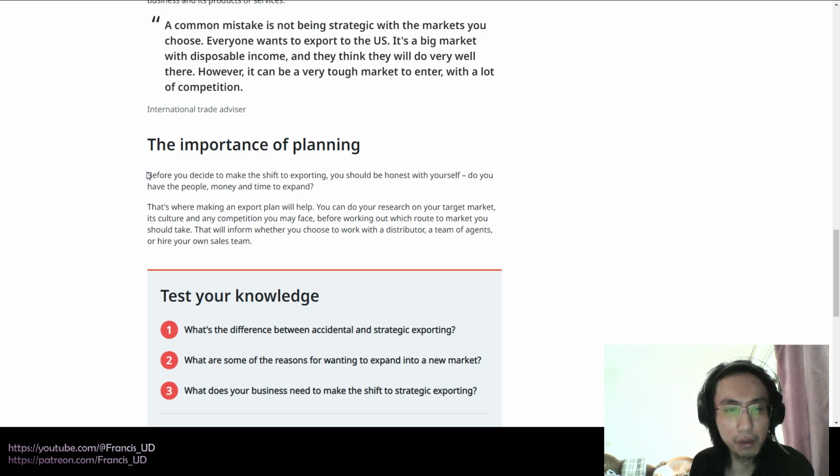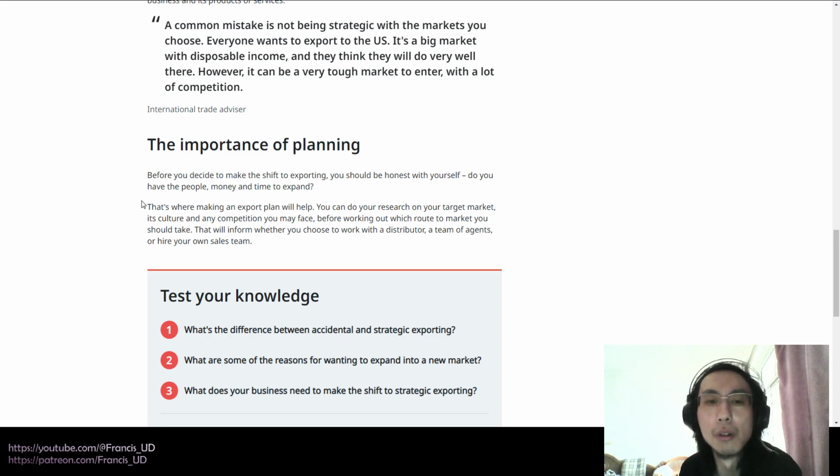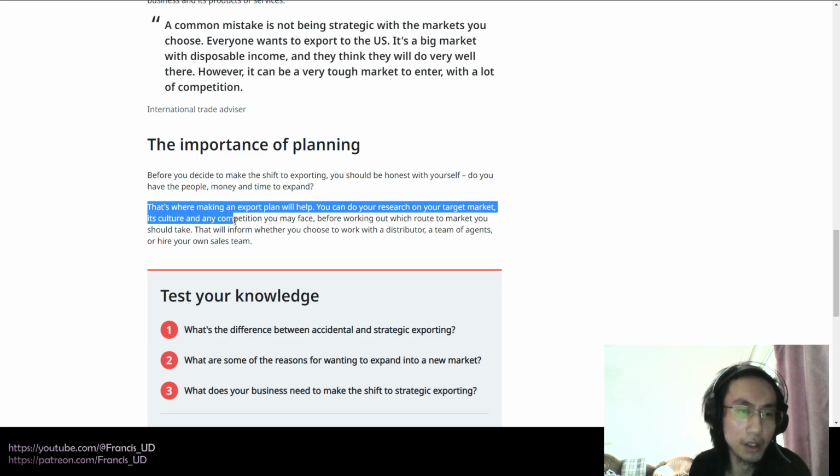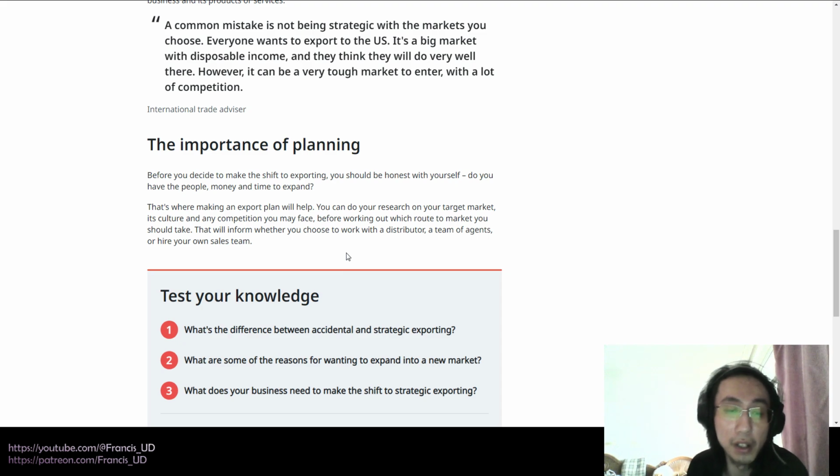Before you decide to make the shift to exporting, you should be honest with yourself. Do you have the people, money, and time to expand? That's where making an export plan will help. You can also do your research on your target market, its culture, and any competition you may face before working out which route to market you should take. That will inform whether you choose to work with a distributor, a team of agents, or hire your own sales team.